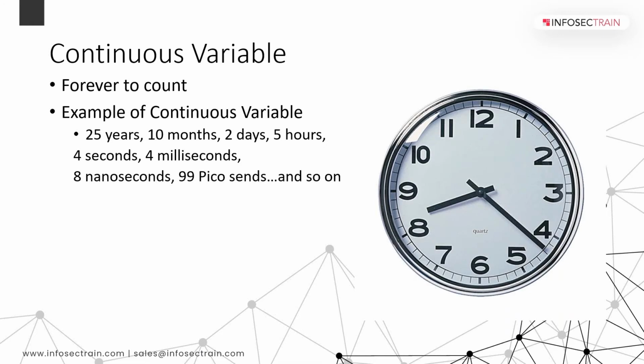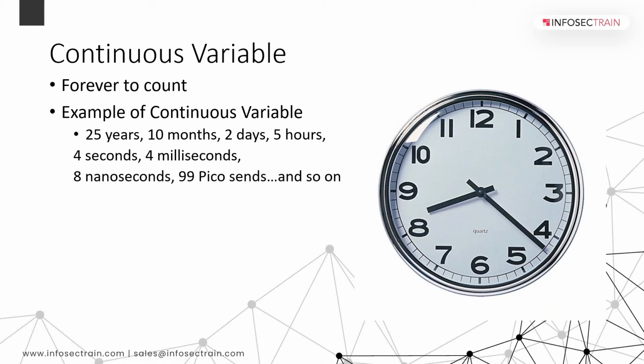So if you see the second type of random variable, which is a continuous random variable, continuous random variables would literally take forever to count. In fact, you would get to forever and never finish counting them.